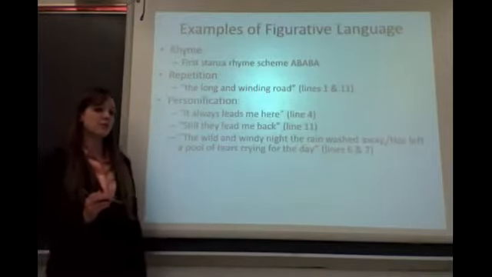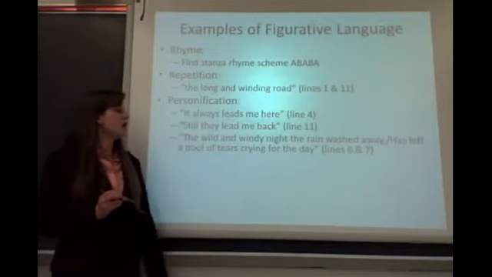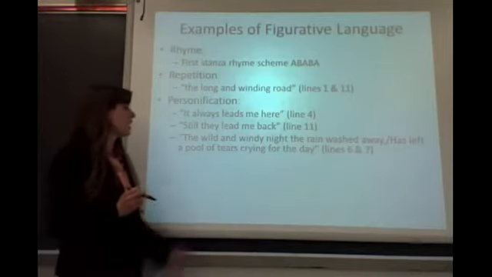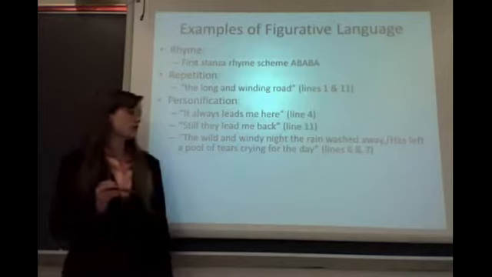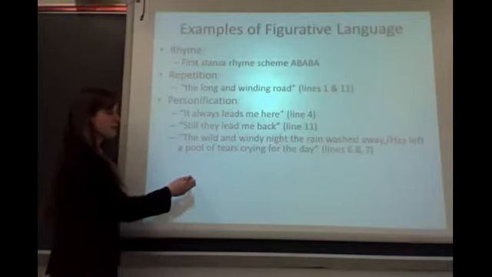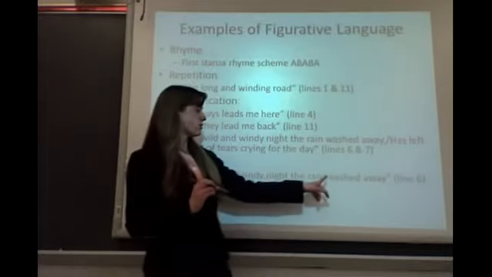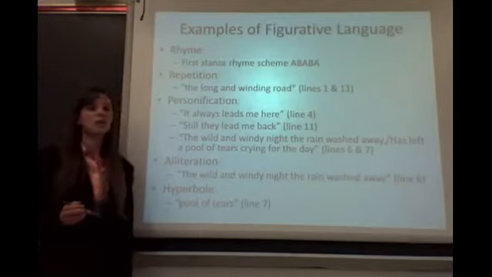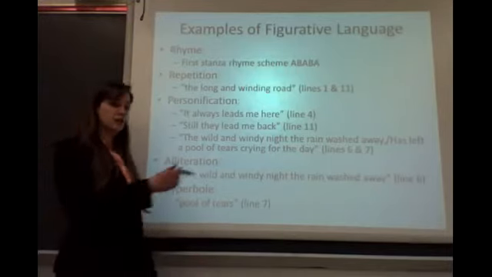There are several examples of personification. It always leads me here, line 4. They still they lead me back, line 11. And the wild and windy night, the rain washed away, has left a pool of tears crying for the day, lines 6 and 7. Alliteration, wild and windy night, the rain has washed away. And hyperbole, pool of tears in line 7. To have a pool of tears would be an awful lot of tears.